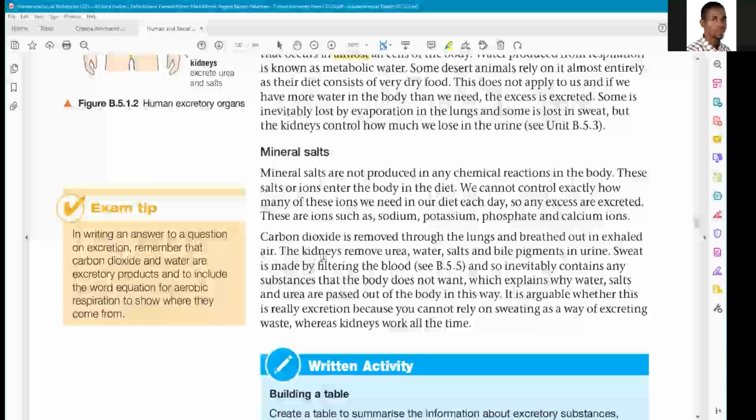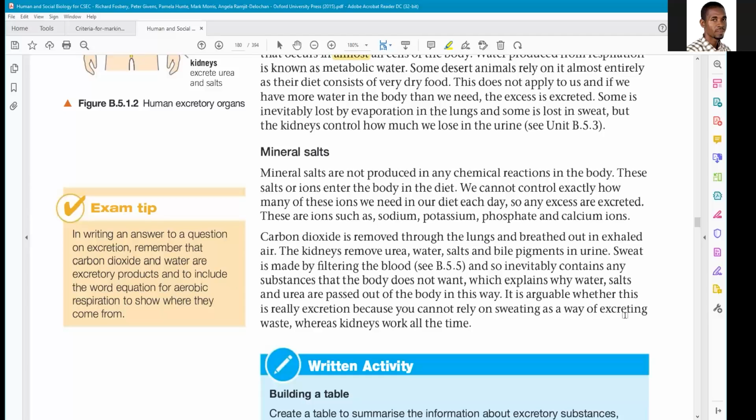So carbon dioxide is removed from the lungs and breathed out in exhaled air. The kidneys remove urea, water, salts, and bile pigments in urine. Sweat is made by filtering the blood. Because you have sweat glands, it's not like your tissue fluid just oozing through and coming to the surface of the skin. You actually have sweat glands that produce this stuff. And so inevitably it contains substances that the body does not want, which explains why water, salts, and urea are passed out of the body in this way.